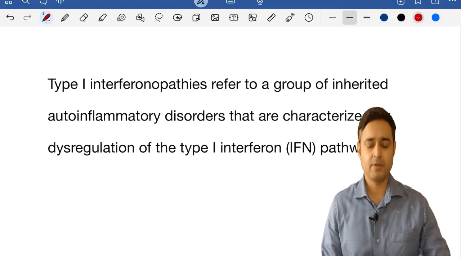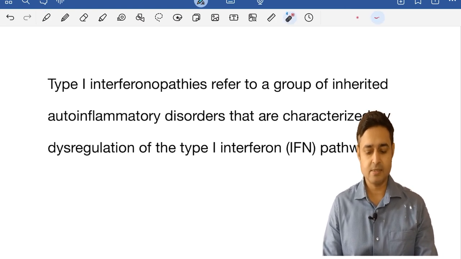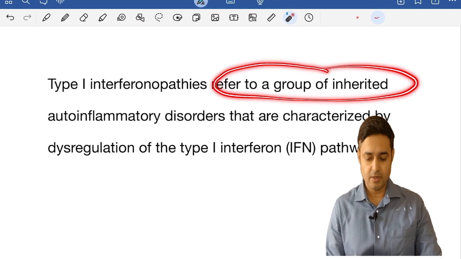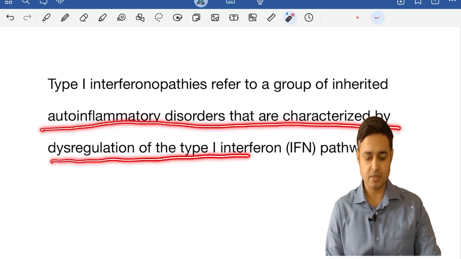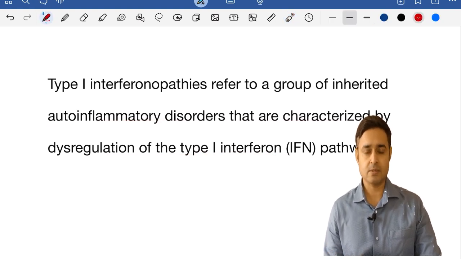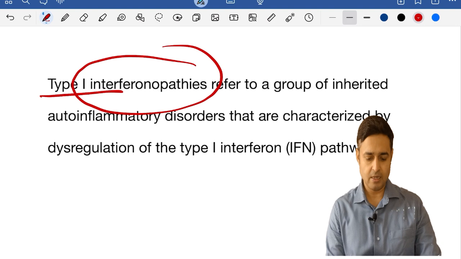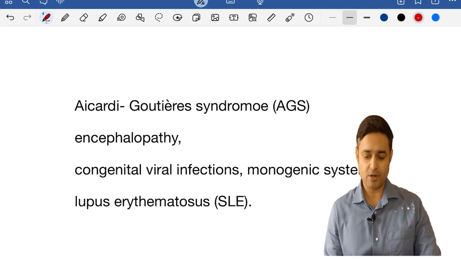Okay, so we are discussing type 1 interferonopathies. These refer to a group of inherited autoinflammatory disorders that are characterized by dysregulation of the interferon 1 pathway. Basically, these are diseases caused by interferon. We'll discuss what interferons are.